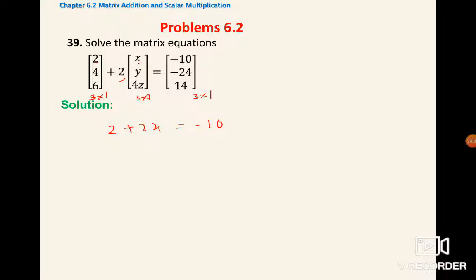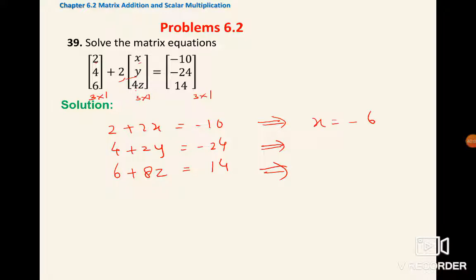So when they are equal, element wise they are equal, isn't it? 4 plus 2y is equal to negative 24. 6 plus 2 into 4, that is 8, is equal to 14. Solve them. What do you get when you solve x? We know how to solve equations, we have already seen it. So when you solve, you get x is negative 6. You try this one. 2y will be negative 12, so that is it. Y will be negative 14 and z will be 14 minus 6, it will be 8, divided by 8 will be 1. That is it.